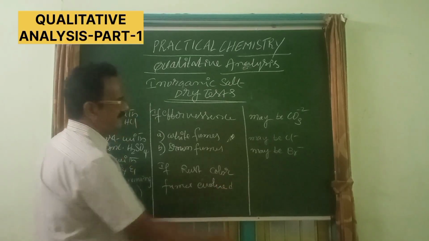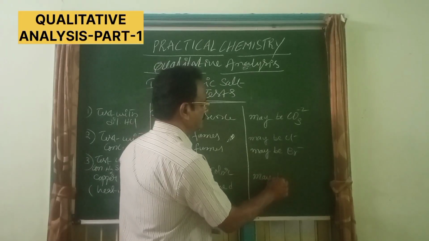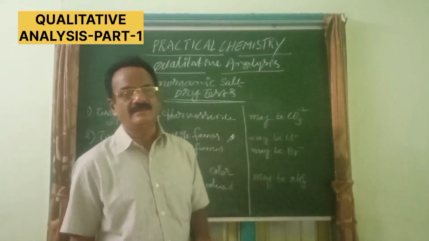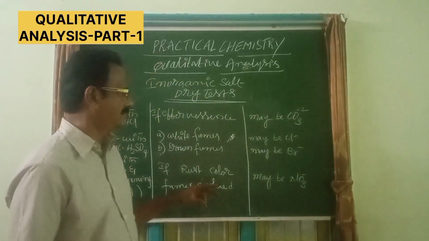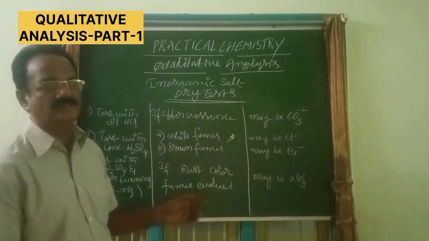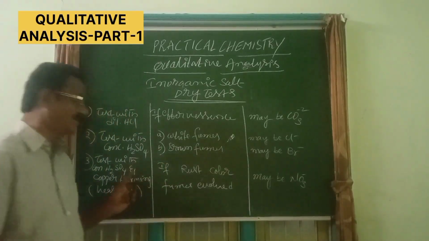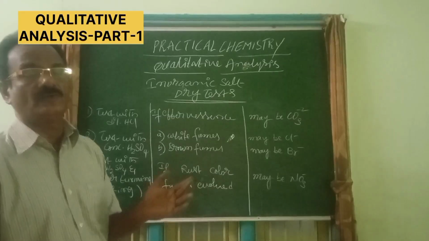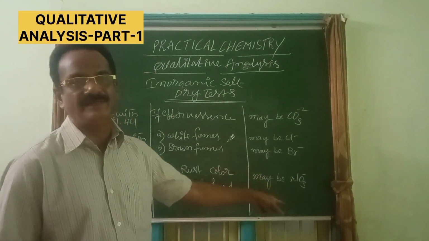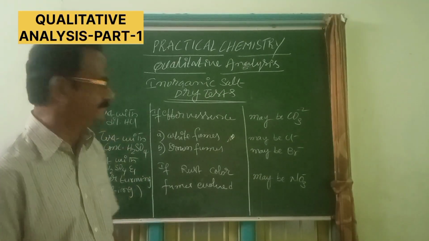If rust color fumes evolve, then there may be nitrate. Maybe nitrate. Is it clear? So when rust color fumes are evolved, there may be nitrate. If there is no such observation in the test tube during the addition of concentrated H2SO4 and copper turnings followed by heating, nitrate is absent. If it is like this, then maybe nitrate. If it is not like this, nitrate is absent. Is it clear?